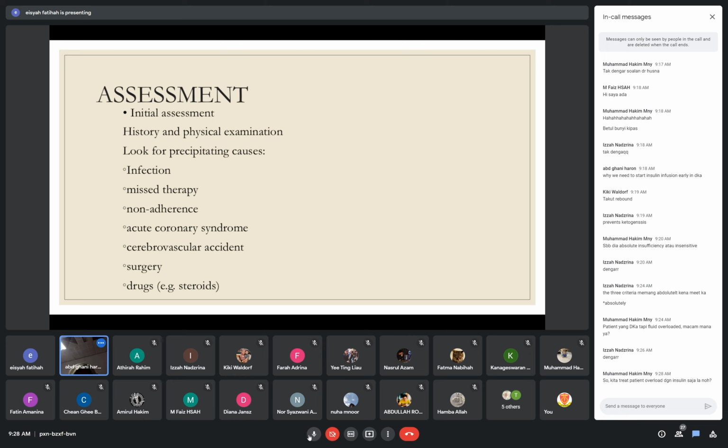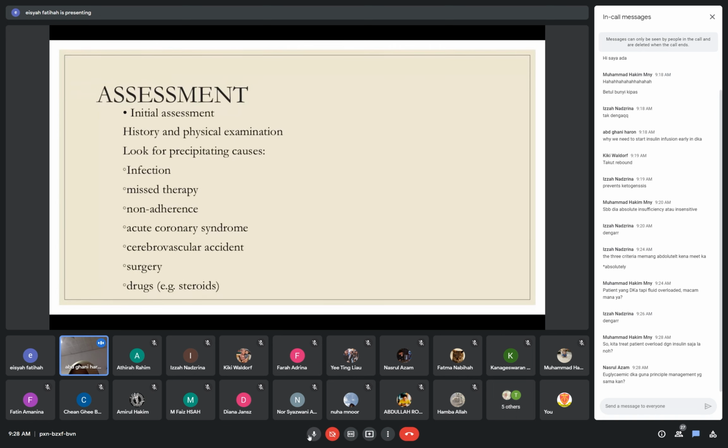Hakim ada tanya dekat chat tu. So kita treat patient overload dengan insulin sajalah. Kalau tak boleh bagi fluid, kita bagi apa? Macam insulin memang kena start lah. Insulin actually stop the fatty acid punya breakdown to ketone bodies. Jadi kita nak stop dia punya acidosis. You can help by giving insulin infusion lah.